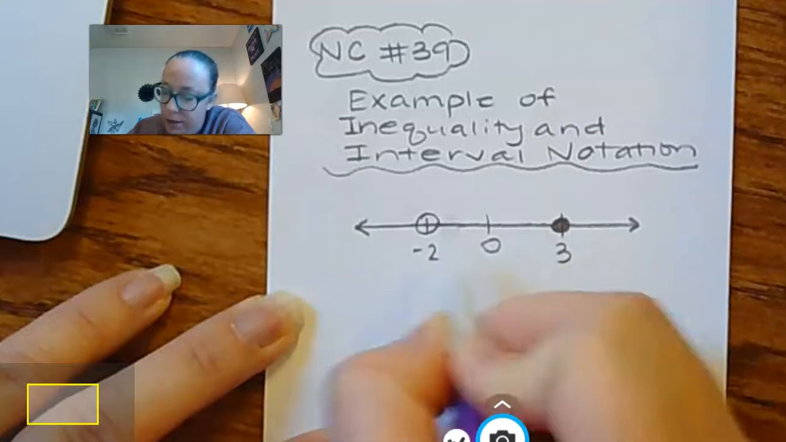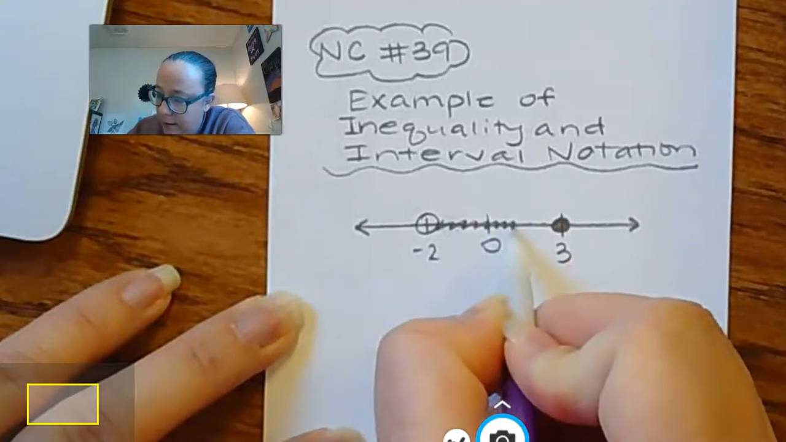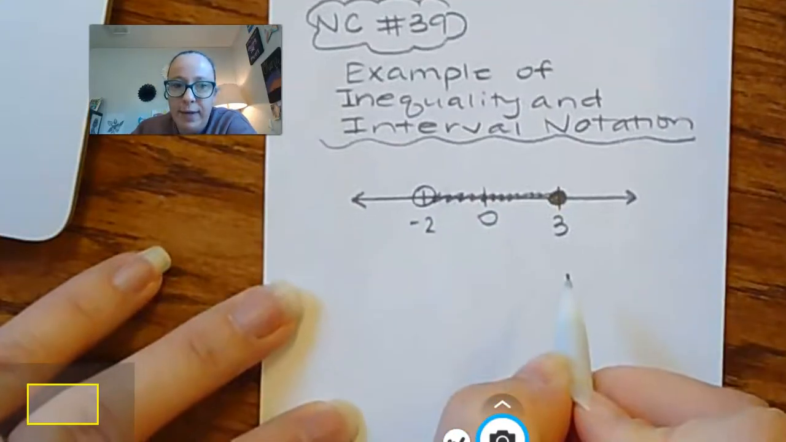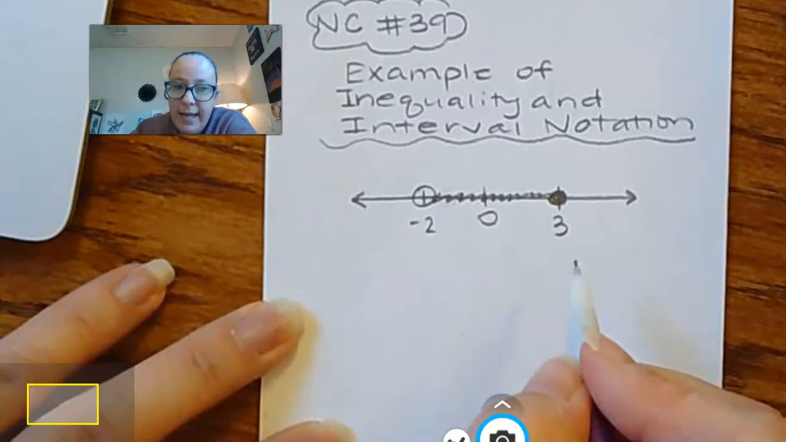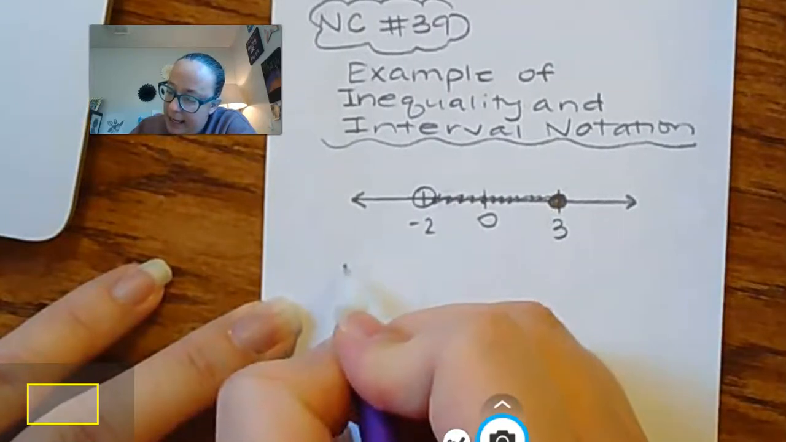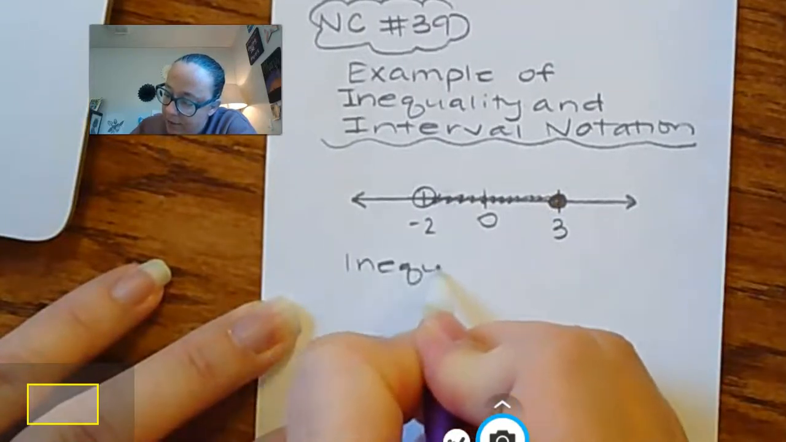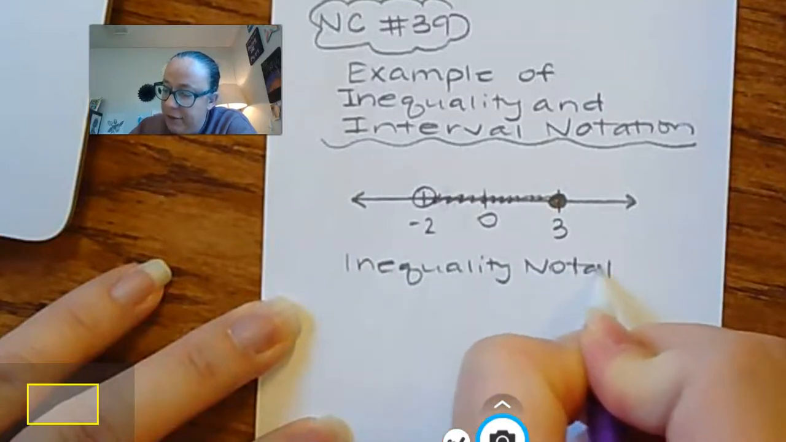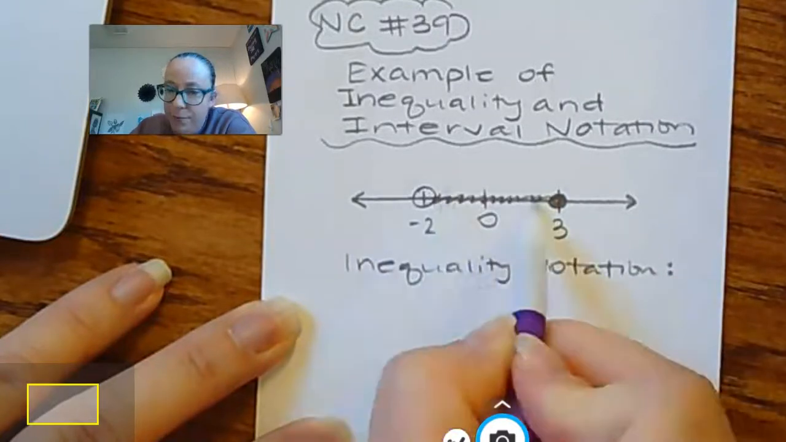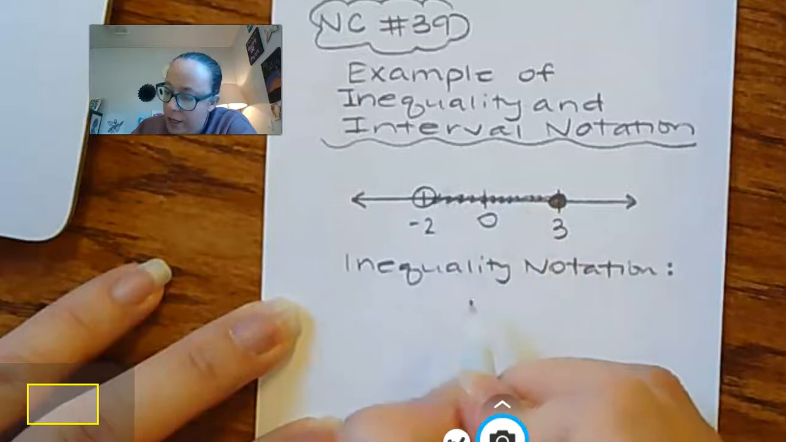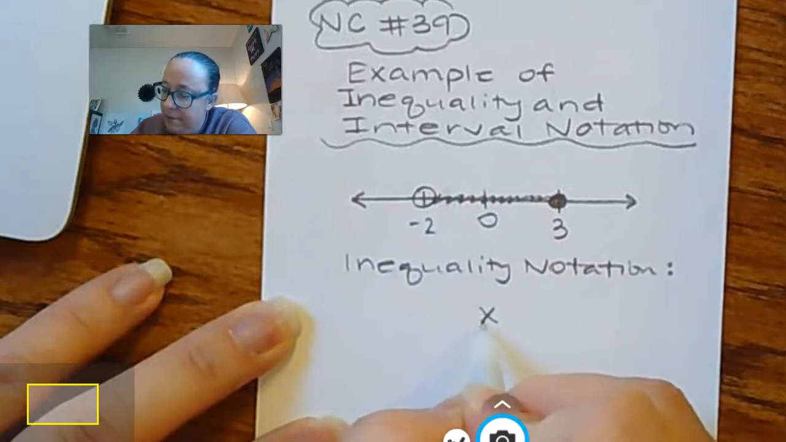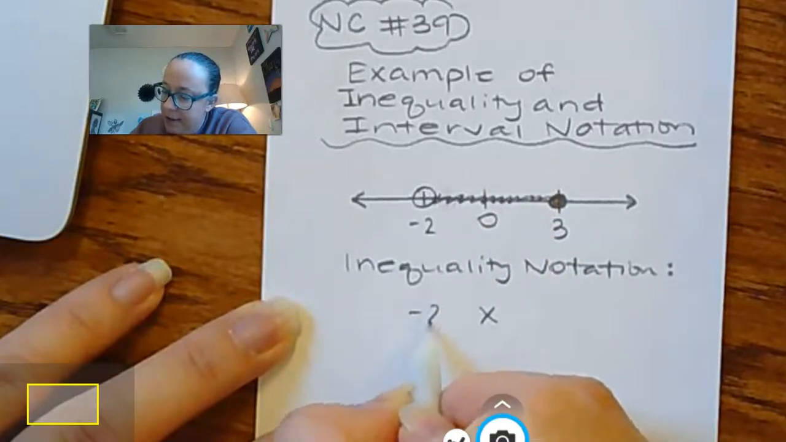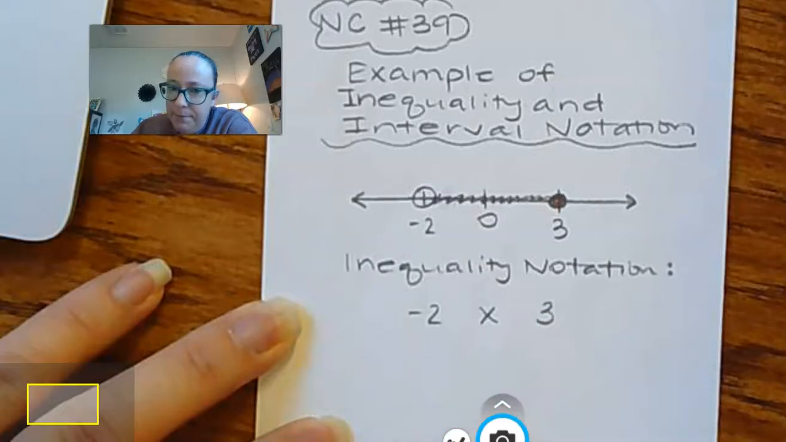So open, closed. And I'm shaded in between. So what is the inequality notation? Old school, what you've seen for years. Well, it runs in between. So you know that the variable is going to be in between. And it starts at -2, it goes to 3.